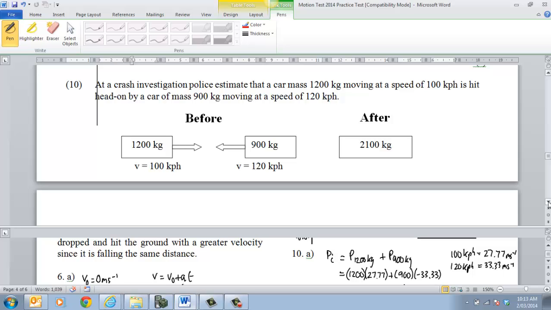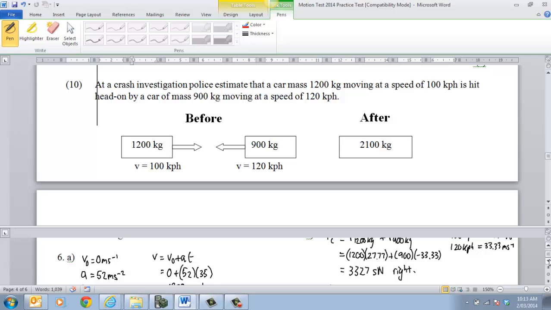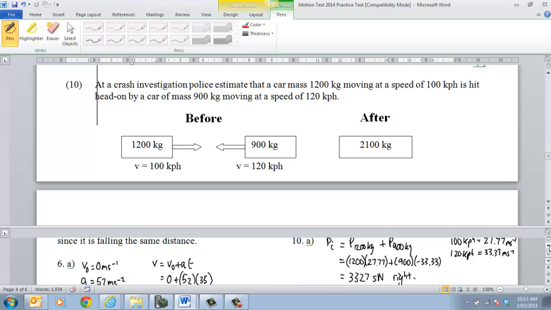Those velocities must be converted to metres per second. So obviously 100 kilometres per hour is 27.7 metres per second. Therefore, I'm going to bring that 120 across, so that's going to give me 33.3 metres per second.